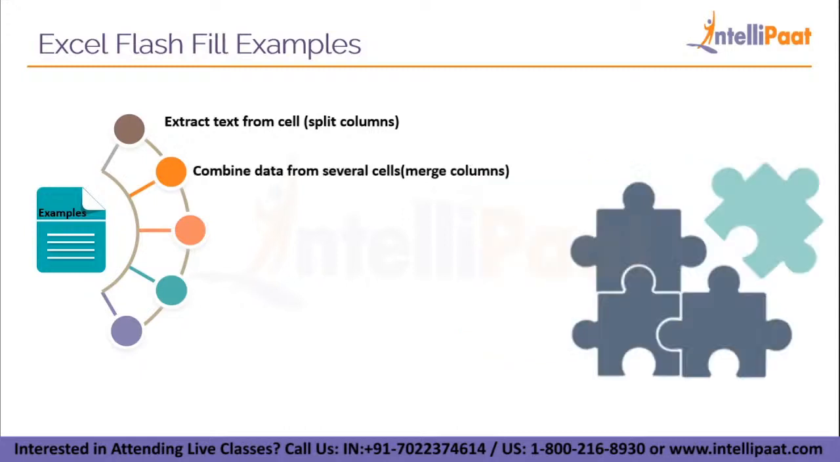Next up, we have combining data from several cells, that is, merging columns. If you need to execute the opposite action, flash fill may also concatenate cells. Furthermore, it can use a space, comma, semicolon, or any other characters to separate the combined values. All you have to do is show Excel the proper punctuation in the first cell.